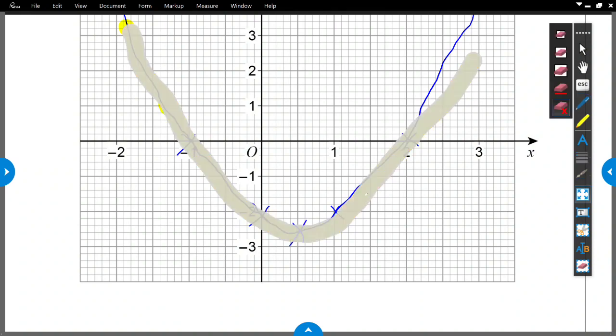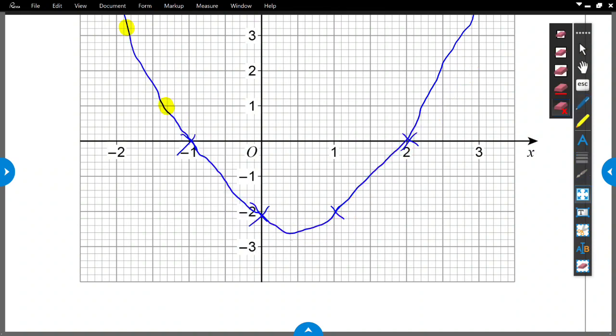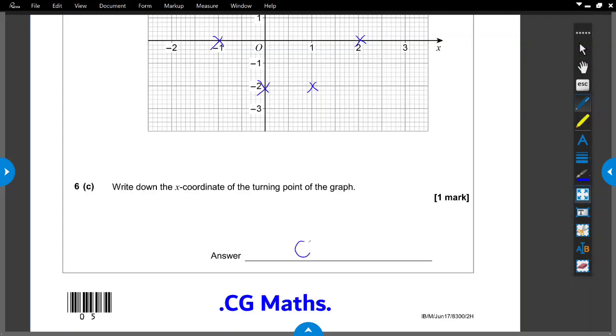Now if we look at our graph, we wouldn't quite get that point. We would get this point here, which they might accept. That's okay. But we probably want to be a bit more accurate and say that it's halfway between both of these. The graph's symmetrical, so it must be halfway between 0 and 1. Halfway between 0 and 1, that's a half, or 0.5. The x-coordinate must be 0.5.